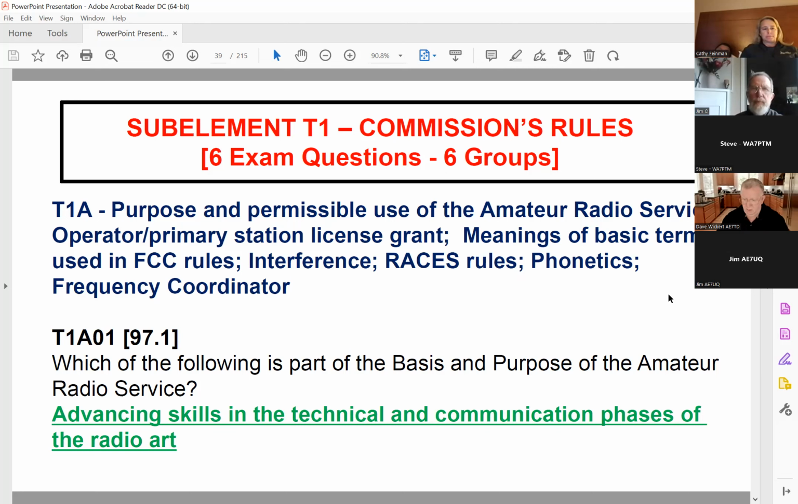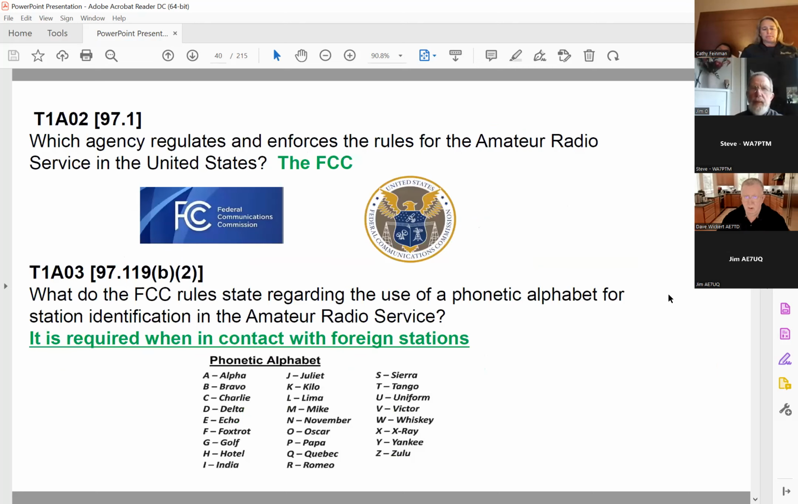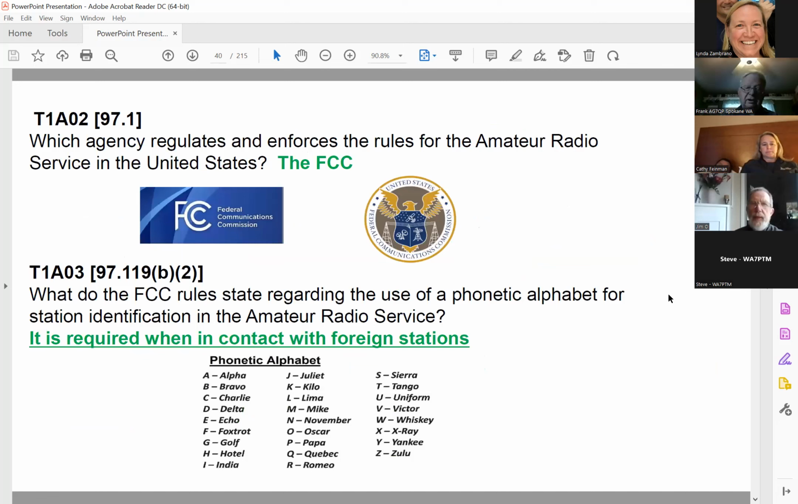Y'all know the key thing: who rules the amateur radio service? The FCC.